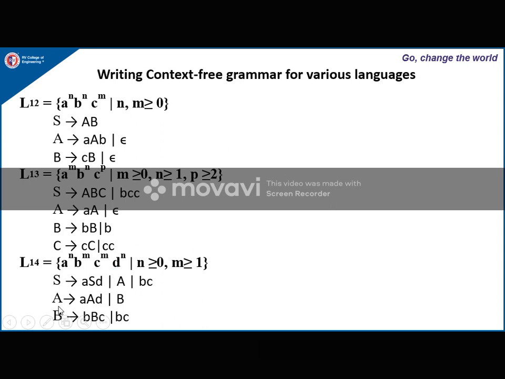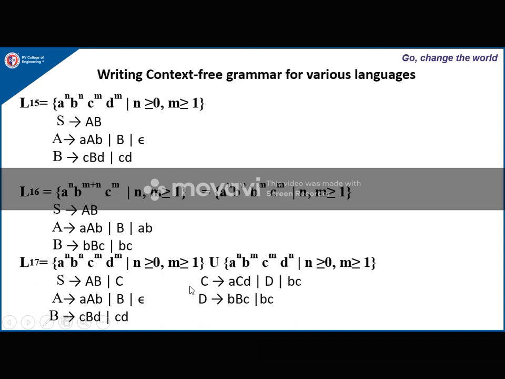bc. So where A derives B and B derives bBc or bc. Or if you have a and d, you can use A derives aAd, any number of a's and d's, and once that is generated, inside you can generate by using the B production. So B derives bBc or bc.